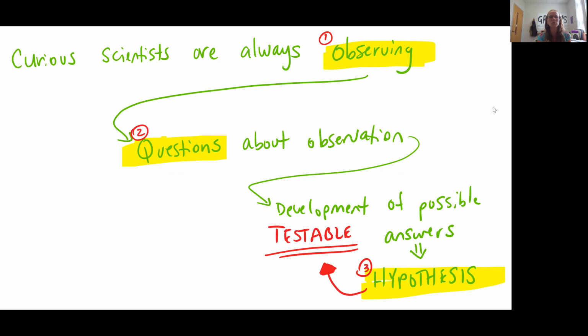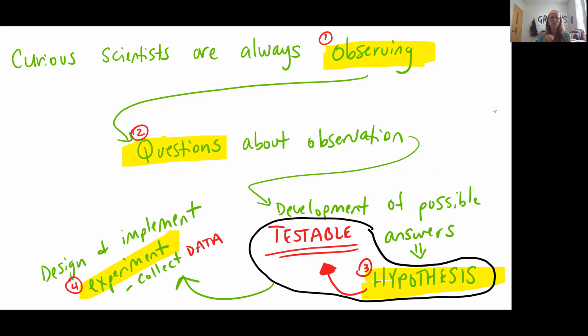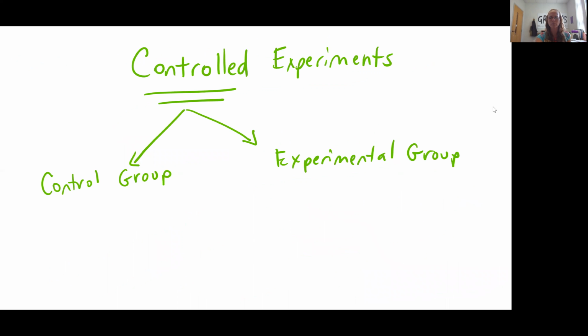A possible testable answer to your scientific question is called a hypothesis. From there, you're going to take your testable possible answers, your hypotheses, which would be the plural form of the word, and because it was a testable hypothesis, you're going to be able to design and implement an experiment where you're going to collect data or you're going to collect observations, which can be a form of data collection. And once you have that data, you're going to analyze it.